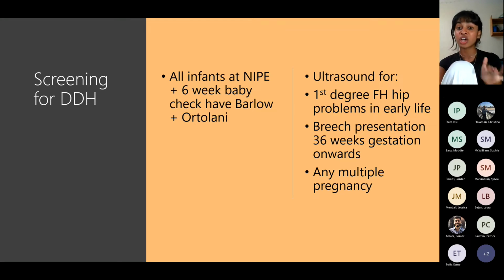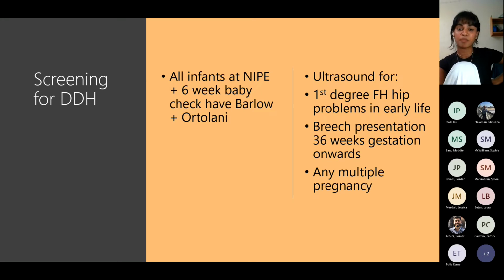But for any child, regardless of whether you're suspecting that they have it, there's basically 3 you need to know where they also have an ultrasound. So not just the screening test, they also have an ultrasound. If there's a first-degree family history, like if the mum or dad had hip problems in early life, even if they're now fine, they need an ultrasound. And any multiple pregnancies, so twins, triplets, all the children need ultrasounds.